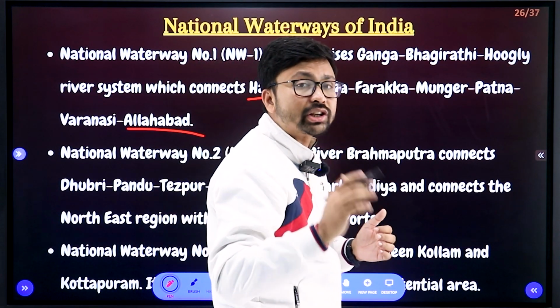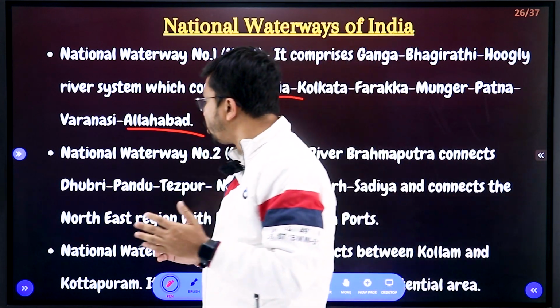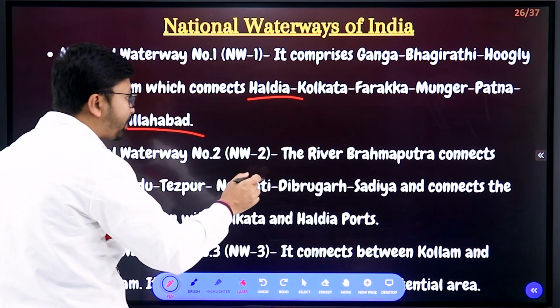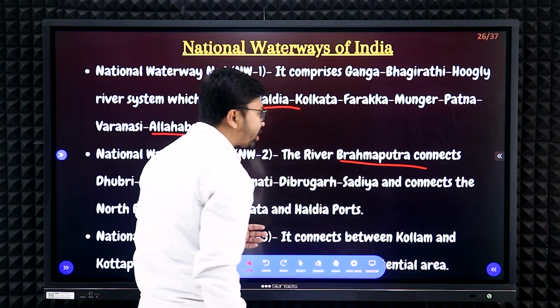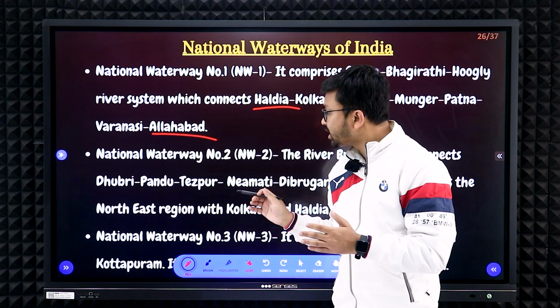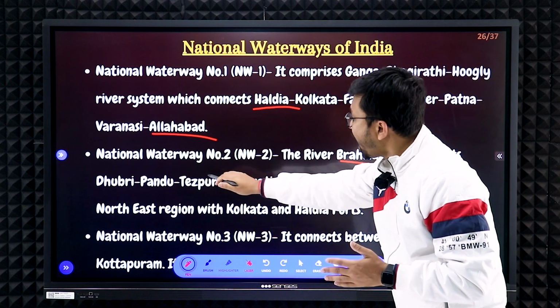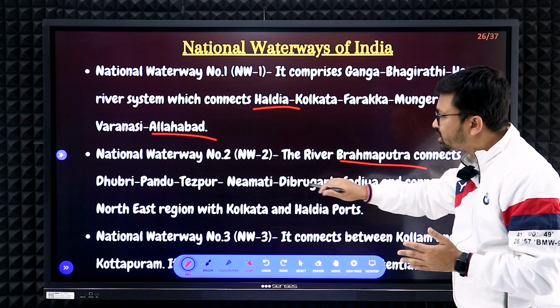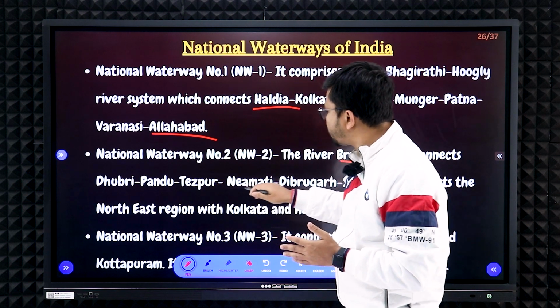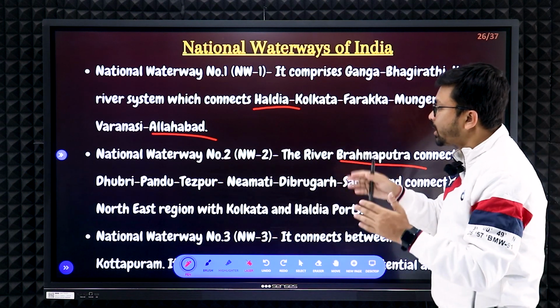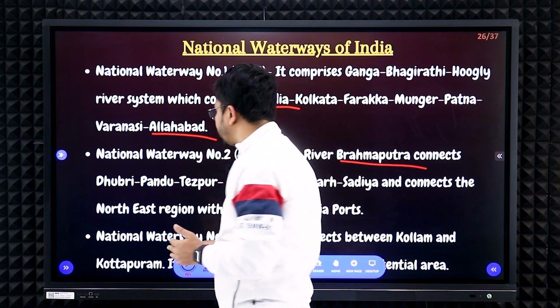Next, National Waterways number 2. It is on the Brahmaputra river. Here you can see. And which places does it connect? It connects Sadia to Dhubri. Sadia to Dhubri. And there are other places too. You can see it connects Pandu and Tezpur. Those are the places also connected with National Waterways number 2.